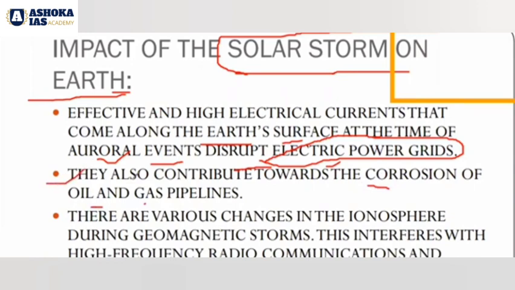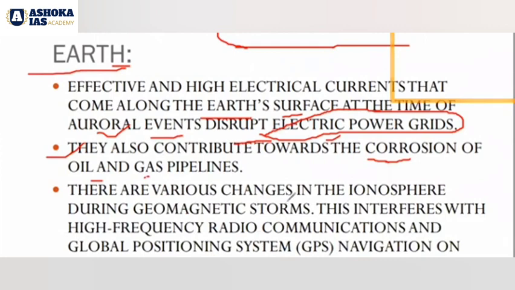So it could be another effect. It may lead to corrosion of the oil and gas pipelines. So there are various changes in the ionosphere. In the atmosphere, in the thermosphere, there is a layer called the ionosphere, and this ionosphere is responsible for the transmission or reflection of radio waves, radio signals, on the surface of the Earth. Now this ionosphere again interacts with the charged plasma of the sun.